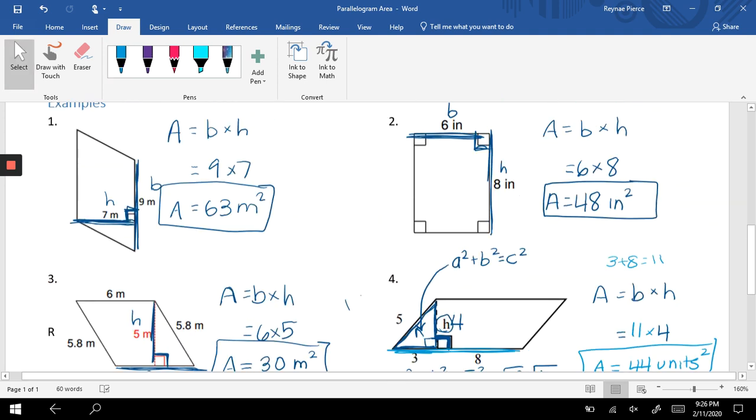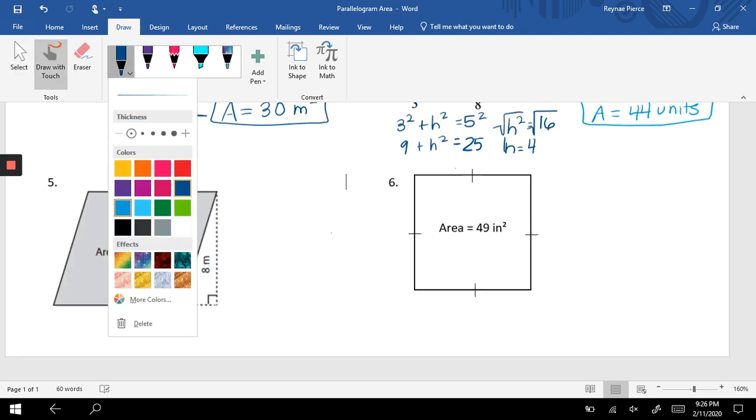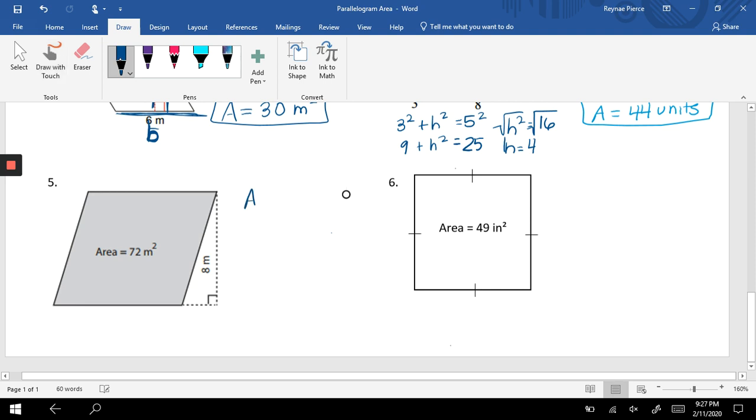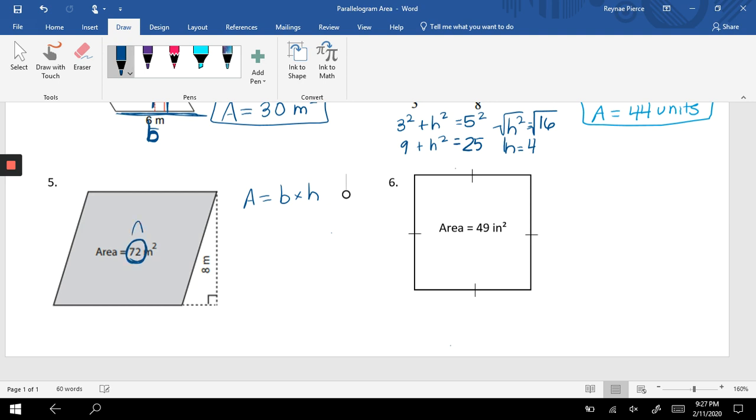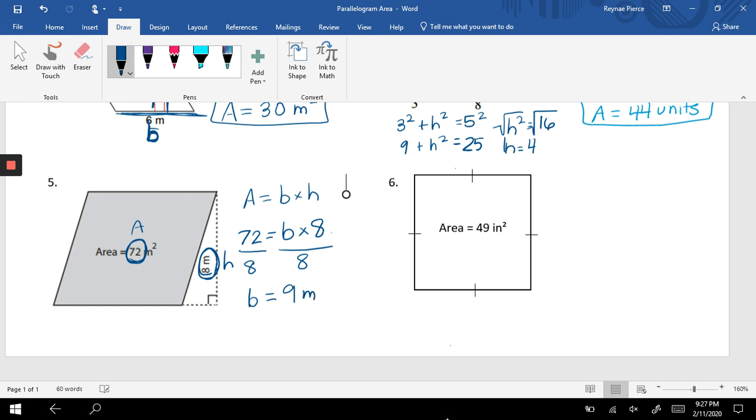Okay, so these first 4 examples are finding the area. 5 and 6, we are given the area. Okay, so again, remember, area is still base times height, but now we're filling in different parts in this equation. Okay, so now I know my area is 72 square meters. I don't know my base, but I know when I multiply it by my height of 8, that's going to give me my area. Okay, so we divide by 8 on both sides. That means the length of the base of this parallelogram is 9 meters.